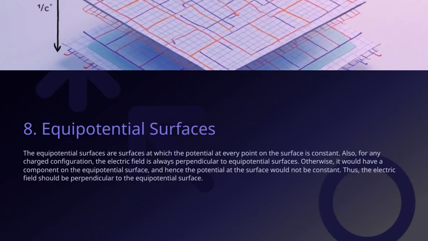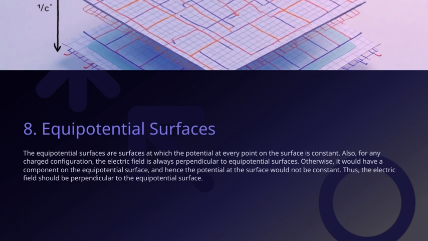Let's talk about equipotential surfaces. These are surfaces where the potential at every point is the same, meaning no matter where you are on that surface, the potential doesn't change. Now, an important point to remember is that for any charged configuration, the electric field is always perpendicular to these surfaces. If it weren't, there would be a component of the electric field along the surface, which would cause the potential to vary across it. This would contradict the very definition of an equipotential surface. So, in essence, the electric field must always be perpendicular to these surfaces to maintain a constant potential.